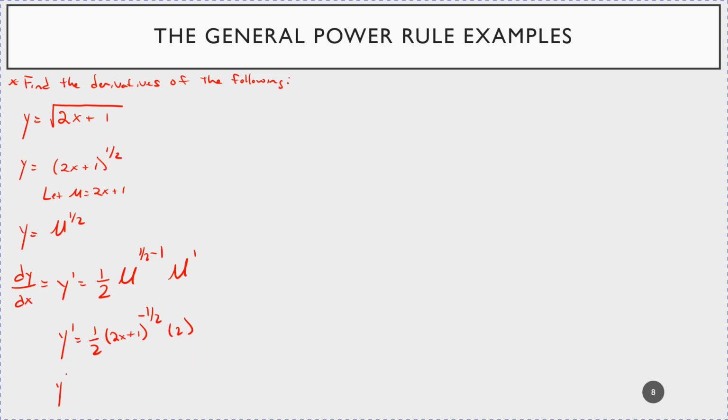So look what happens here. This one worked out nice. The 1/2 and 2 go away, and with the negative exponent, when I move it down, this ends up just being 1 over the square root of 2x plus 1.